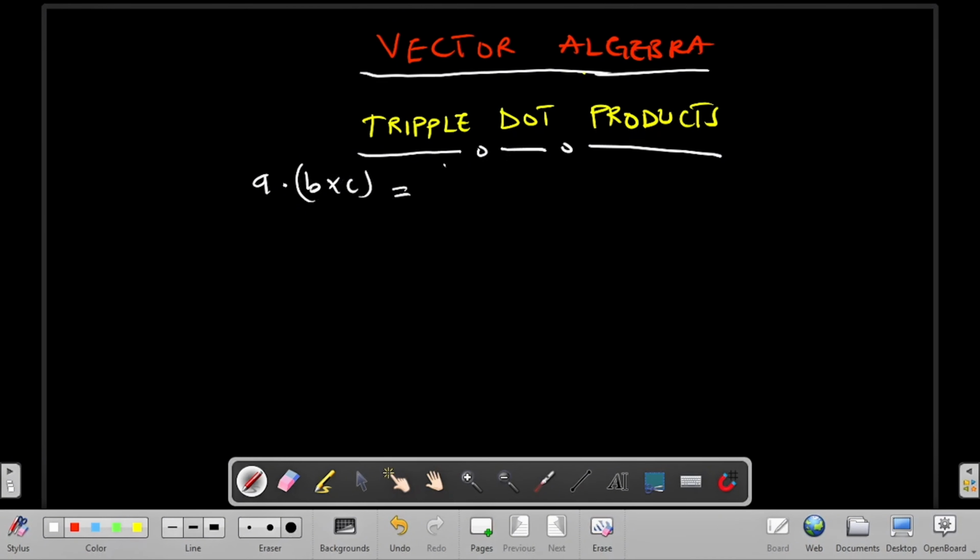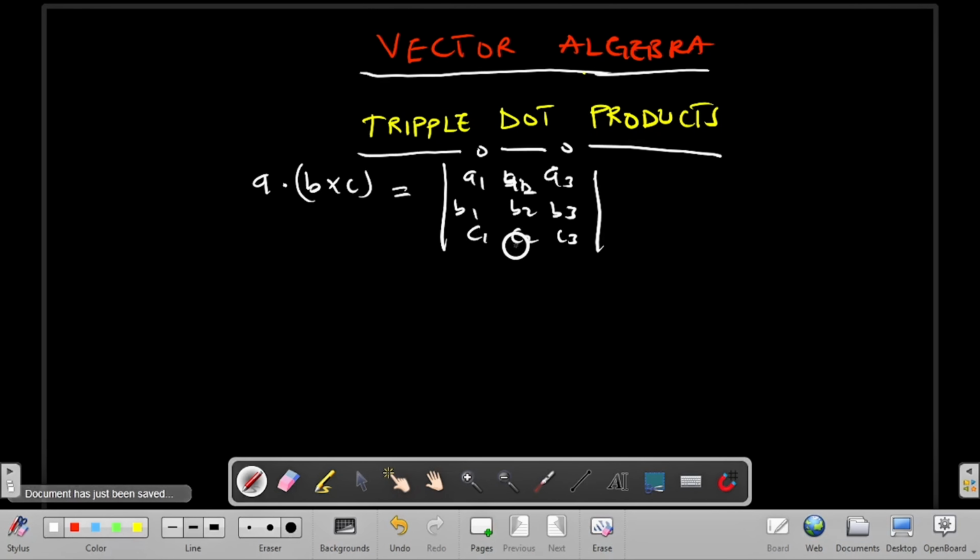And that gives us the expression A1, A2, A3, B1, B2, B3, C1, C2, C3. This is simply finding the determinant of a 3 by 3 matrix with A as your row, B as your row, and C as your row. As simple as that.